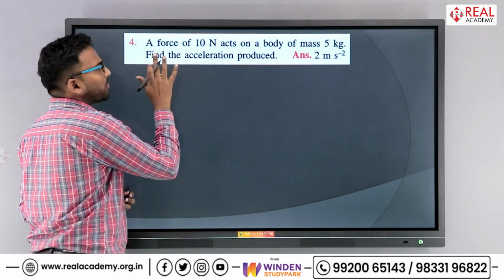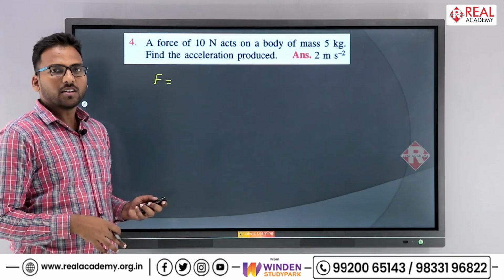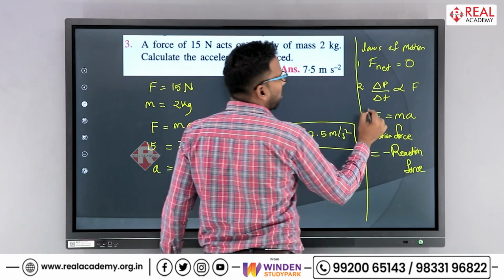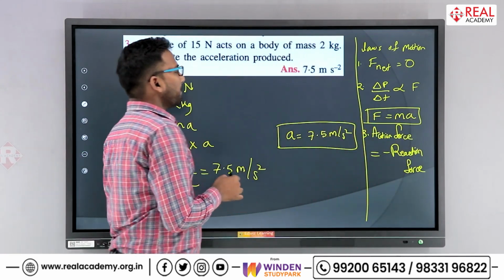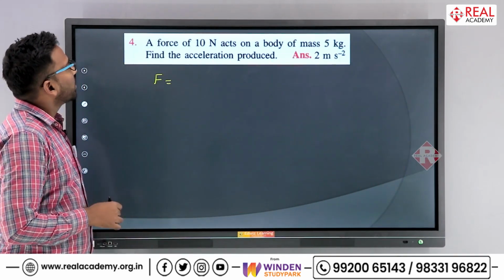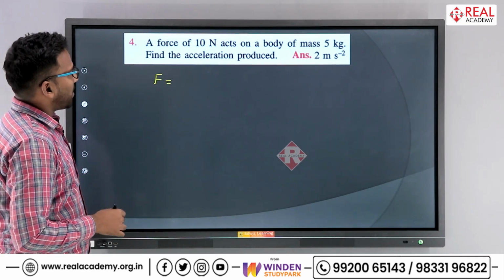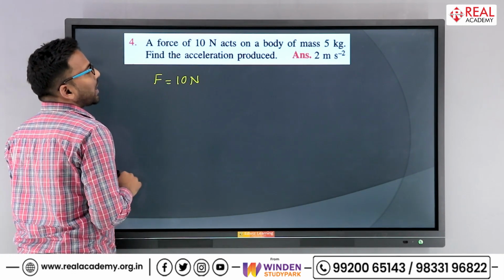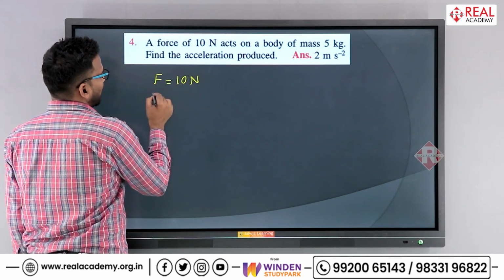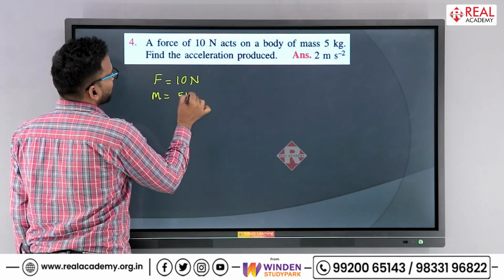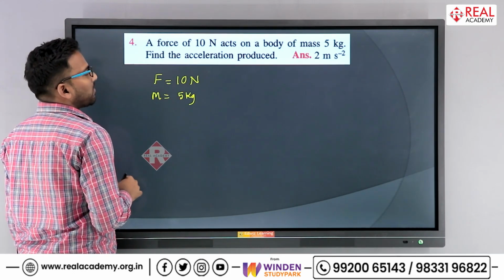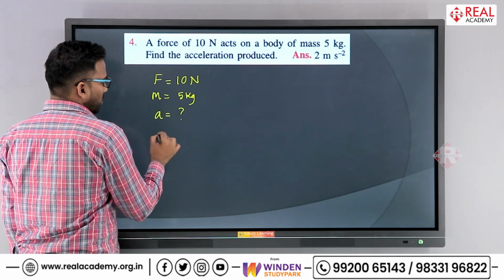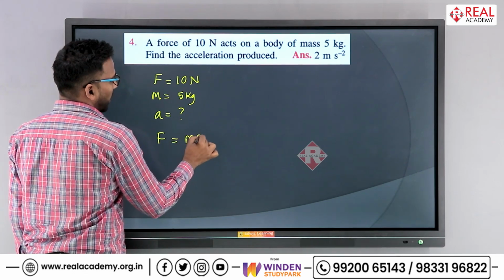Force is given. Which law are we applying here? First, second, third? Obviously, the second law of motion. The force of 10 Newton acts on a body of mass 5 kg. Mass is 5 kg. Find the acceleration produced. So F is equal to ma.